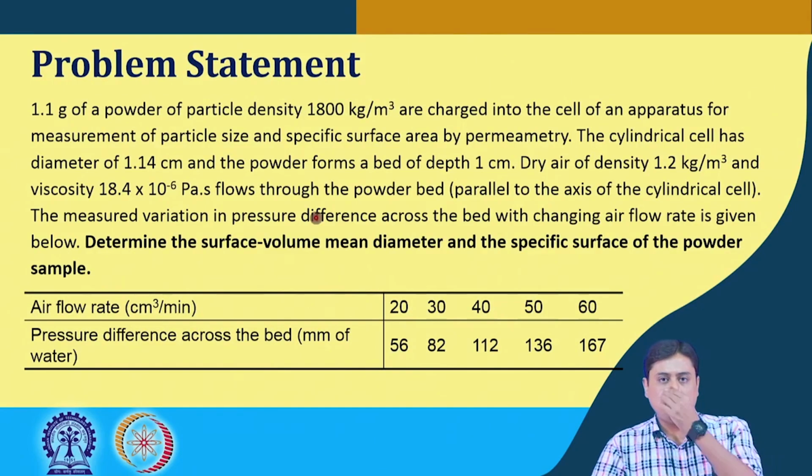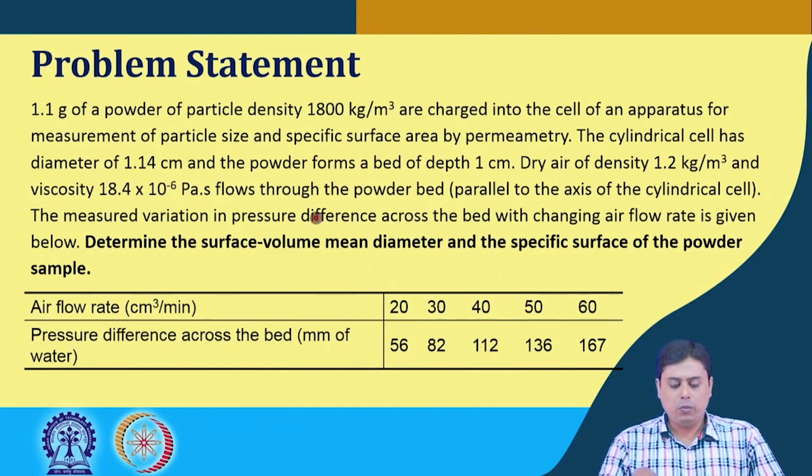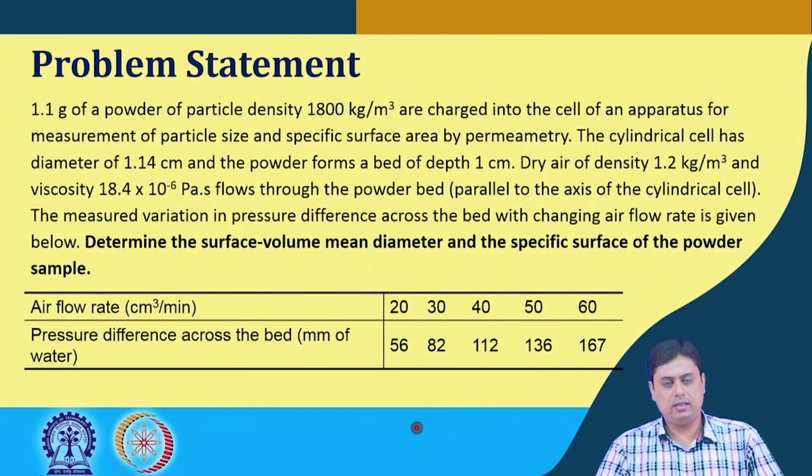Okay. Now I move on to the next problem, which is a bit interesting, and I would call it a multi-layered problem. Here the problem statement says that 1.1 gram of powder of particles with a density of 1800 kg per meter cube is charged into a cell of an apparatus for measurement of particle size and specific surface area by the permeametry method. We know what the permeametry method is. The principle of the permeametry method is essentially based on the Kozeny-Carman equation.